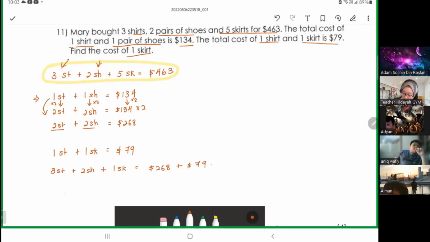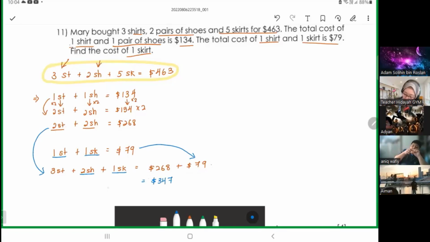Where do I get this information? 3 shirt, 2 shoe, and 1 skirt. 1 skirt and 1 shirt is from here. So this skirt and 1 shirt from here is $79 there. The 268 comes from 2 shirt and 2 shoe from the top here. So it will be a total of 347.